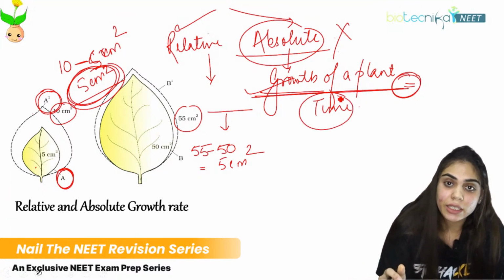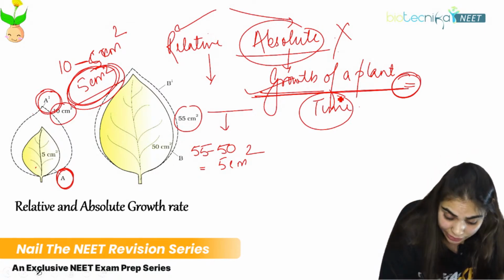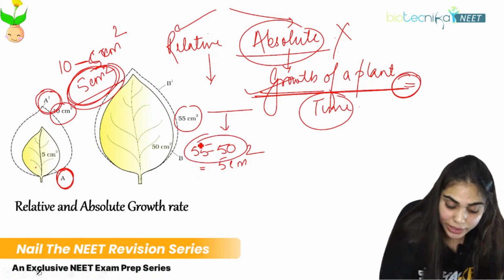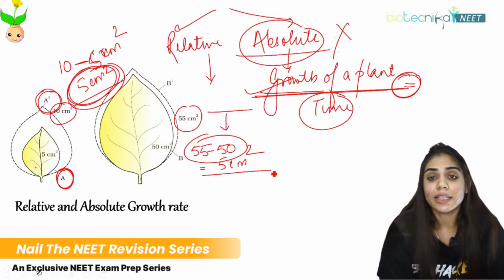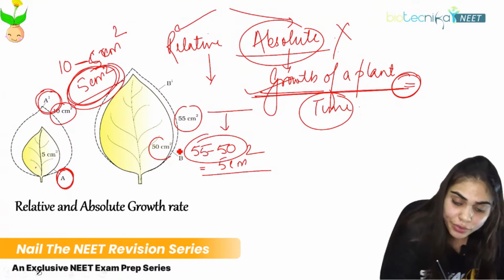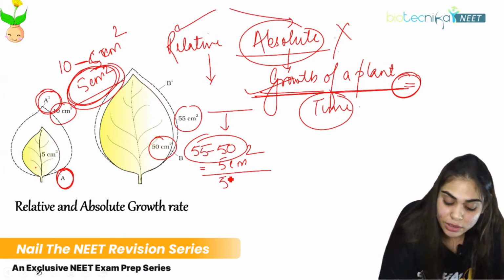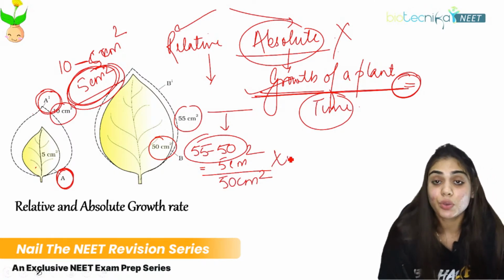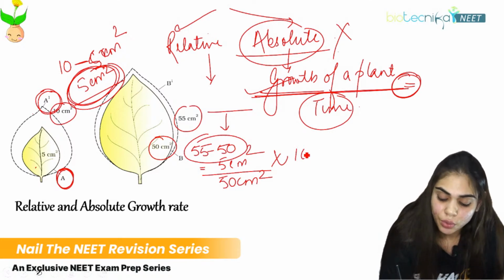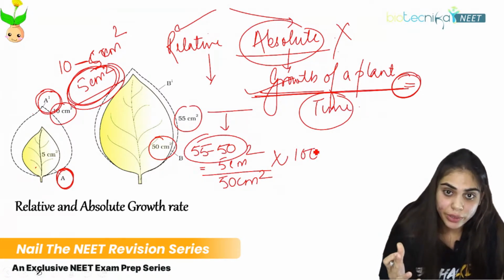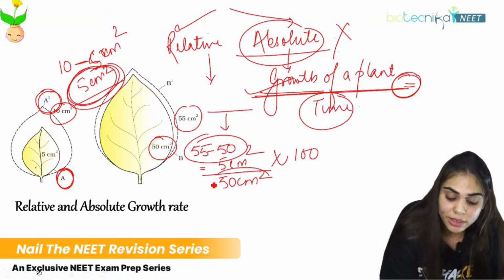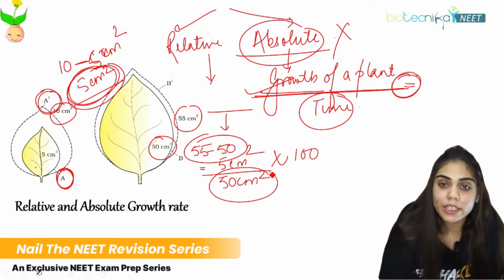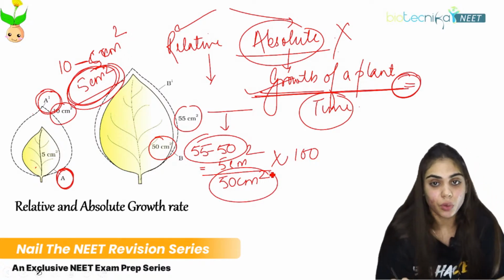We were taking it with the help of time. But here, when we are subtracting this value, we have to also consider the initial value, that is 50 centimeters square. So we will divide it by 50 centimeters square, and then find the percentage by multiplying by 100. When we combine all this calculation with the initial value, that is what is called the relative growth rate.